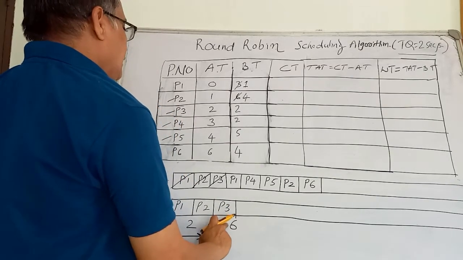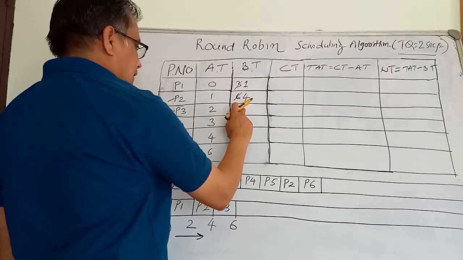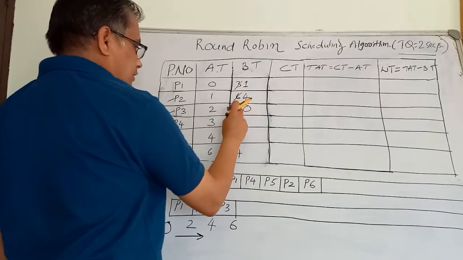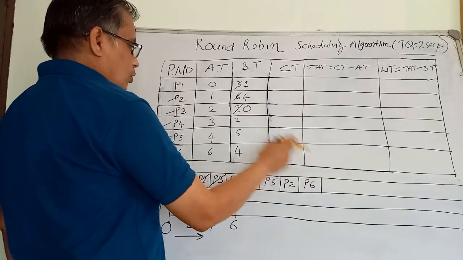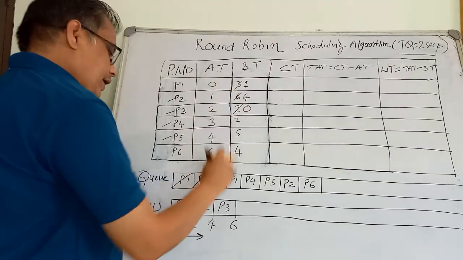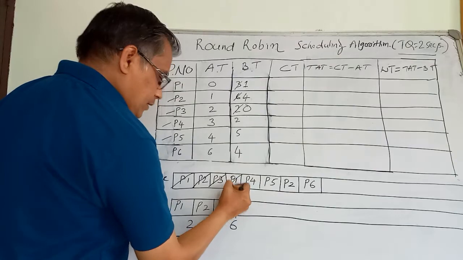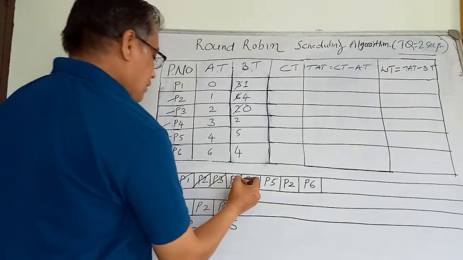P3, that means it has got only burst time 2 seconds. That means 2 minus 2, 0. Is it required to bring it into the queue? No, because it has already completed its execution. Okay, again you can strike it off here, P1 from the queue.